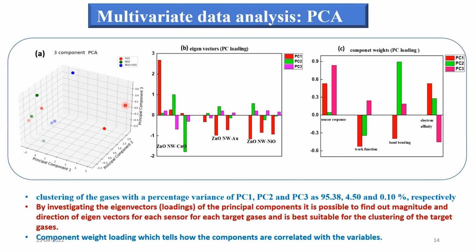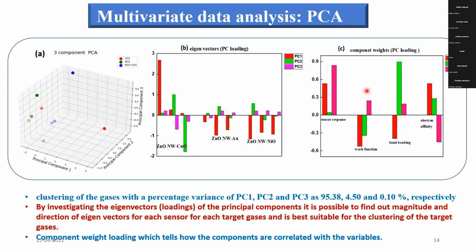And from that we can extract the eigenvectors. Here the eigenvectors, or PC loading plot, is shown. By investigating the eigenvectors or loadings of the principal components, it is possible to find out the magnitude and direction of the eigenvectors for each sensor for each target gas, and what is best suitable for clustering of the target gases. Here you can see there are three principal components, and here is the sensor array, and which direction the eigenvectors are going, and their magnitude will help us to classify the gases.